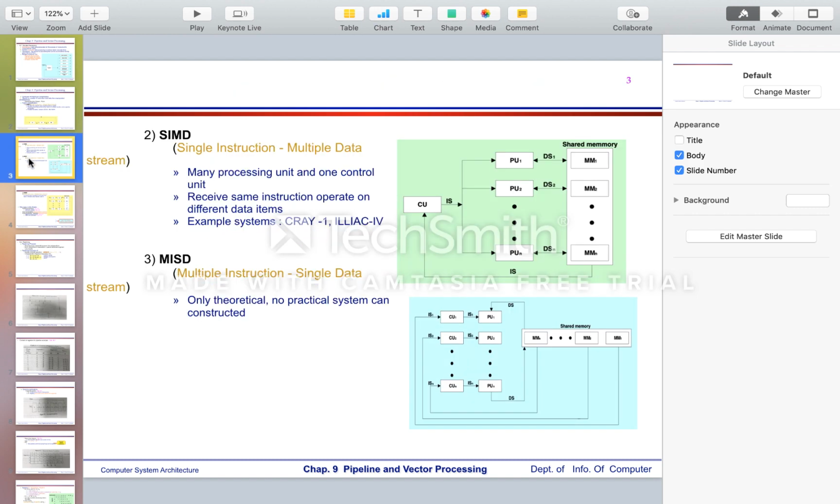Then the next category is SIMD, which is an organization that includes multiple processing units, but these processing units are under the control of a single control unit. So that common control unit monitors all the processing units, and we also have shared memory. As you can see from this diagram, this shared memory is used to communicate between different processors. In SIMD based systems, such as array processors or vector processors, these kinds of systems come under the SIMD category.